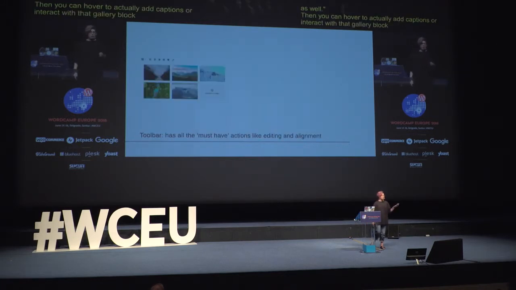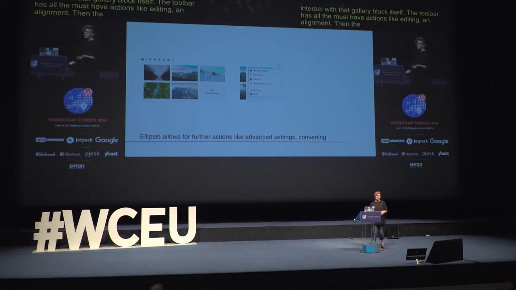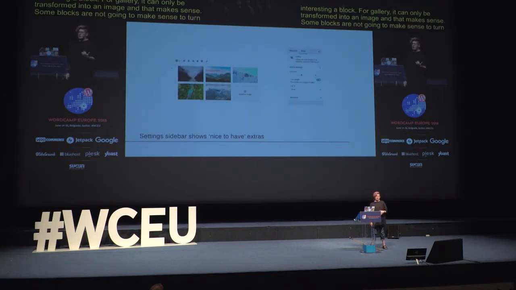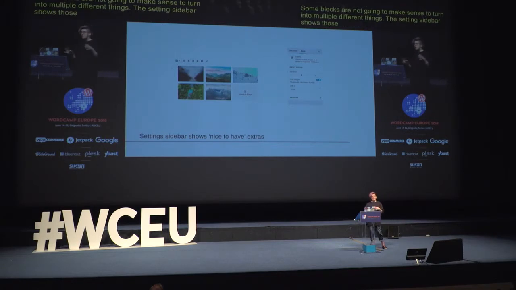The toolbar has all the must-have actions like editing and alignment. And then the ellipsis allows for further actions like advanced settings and converting a block. For gallery, it can only be transformed into an image. And that kind of makes sense. Some blocks are not going to make sense to turn into multiple different things. The settings sidebar shows those nice to have extras, like doing columns and doing different things with a gallery.